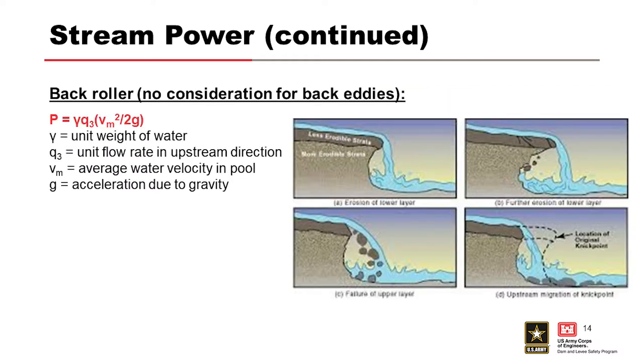The final one we're going to be talking about is the back roller. How do you calculate the energy that forms from that plunging jet that splits off and goes upstream? This is what that equation would look like. It's a function of unit weight of water, the unit flow rate in the upstream direction, the average water velocity in the pool, and the acceleration due to gravity. Now you can imagine the unit flow rate in the upstream direction is a little bit difficult to calculate. There's probably going to be some uncertainty in that, right? So it's going to be challenging to calculate, but there is a mechanism for calculating it.